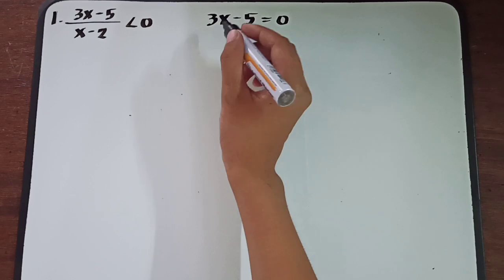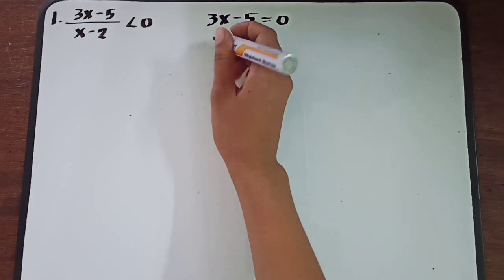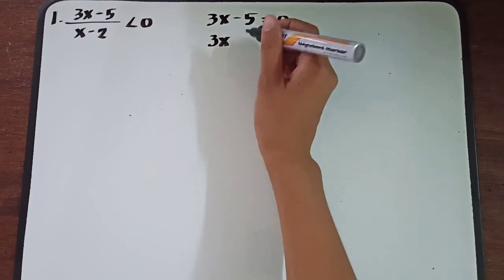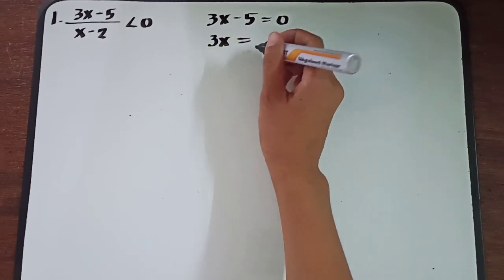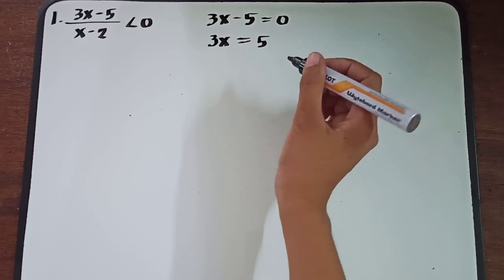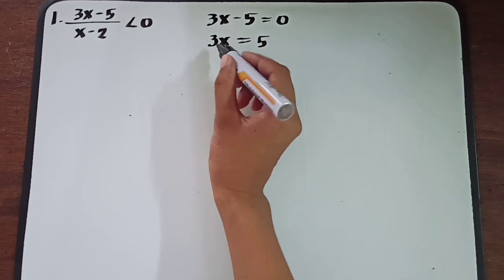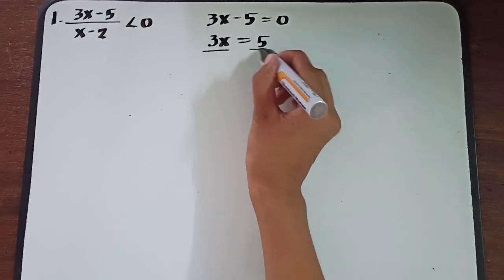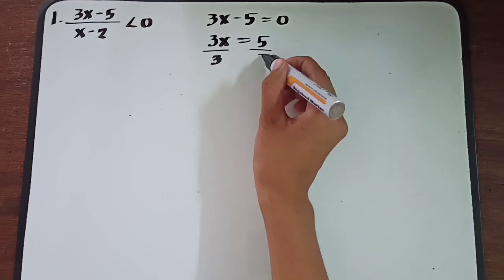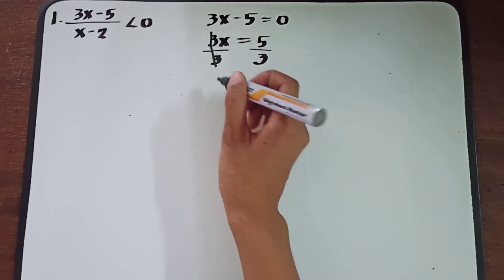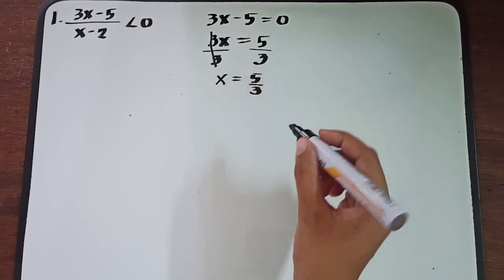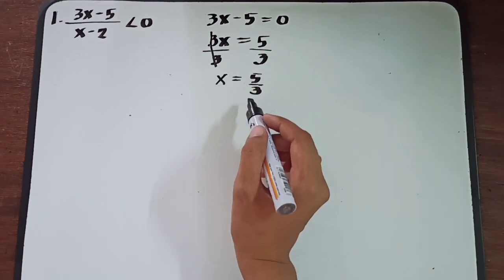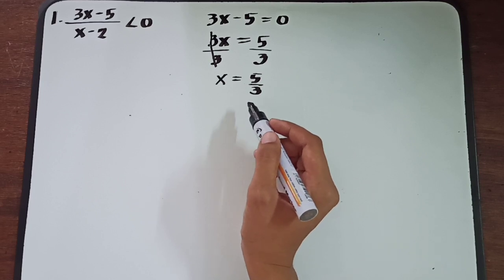So again, kailangan ko lang is value ni x. So 3x is equal to this negative 5. Once na napunta sa kabila, it will become positive 5. So again, x lang ang kailangan ko. So I need to eliminate this 3. So divide both sides by 3. Then cancel. And x is equal to 5 over 3. So the zero of our numerator is 5 over 3.